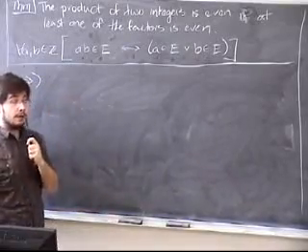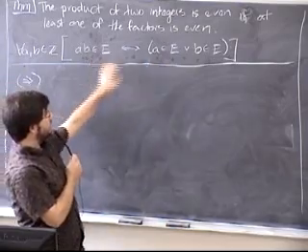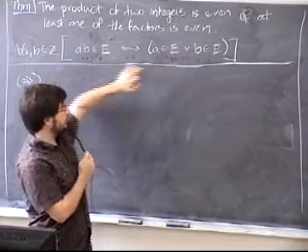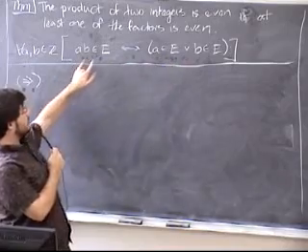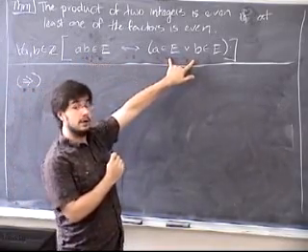So let's get started. We're going to do the left to right direction first. This is an if and only if, so we have to go if this, then this, and then later we're going to go if this, then this. But we're going to start with if AB is even, then either A or B is even.